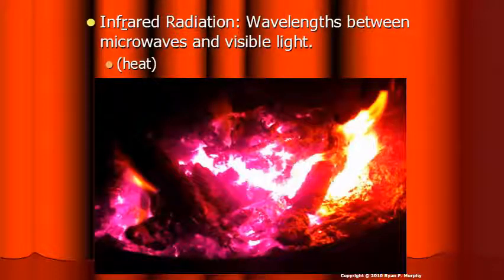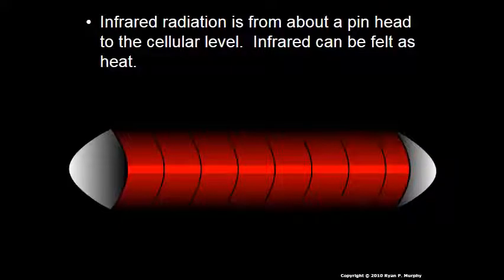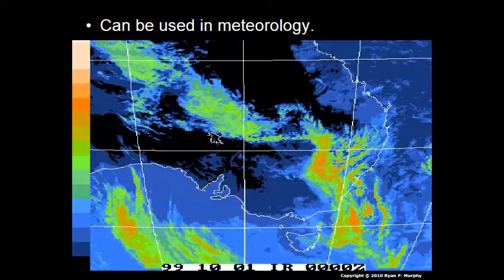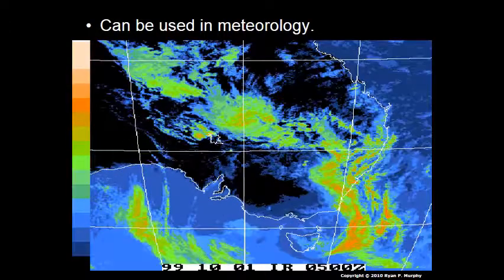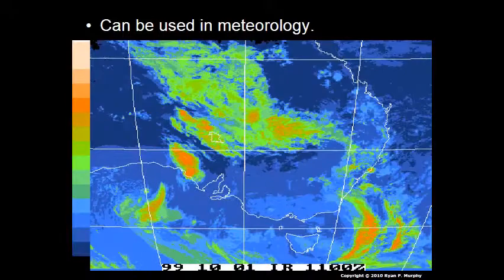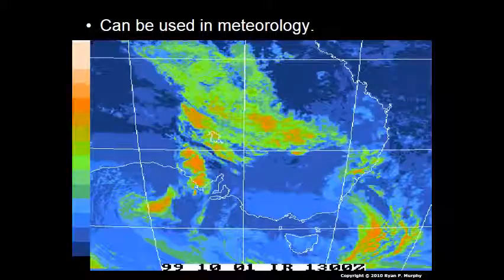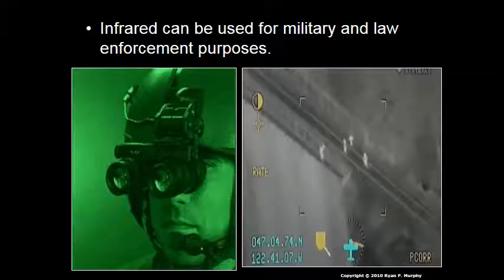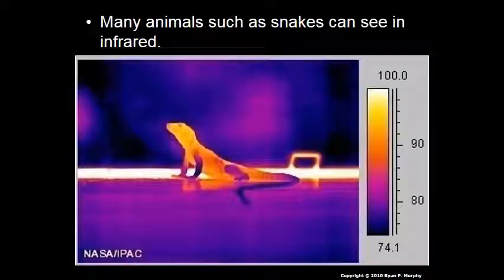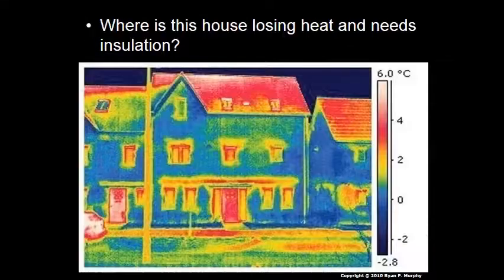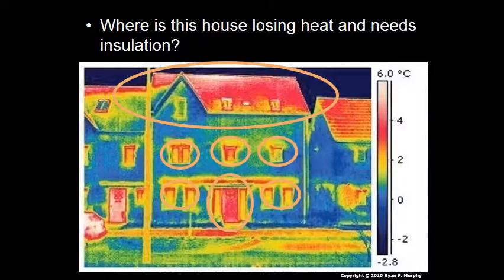Next up is infrared radiation, wavelengths between microwaves and visible light. This is usually what we feel when we are feeling heat from a fire, and the infrared radiation is about the size of a pinhead. And we can use this for Doppler radar to find out where clouds are by bouncing infrared rays off of them. We can use this for night vision in the military. There are a lot of animals, a lot of reptiles, that are able to see in infrared, which makes warm bodies glow at night. We can use this to see where houses are losing heat.